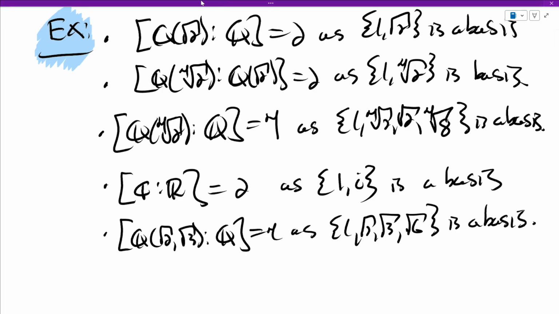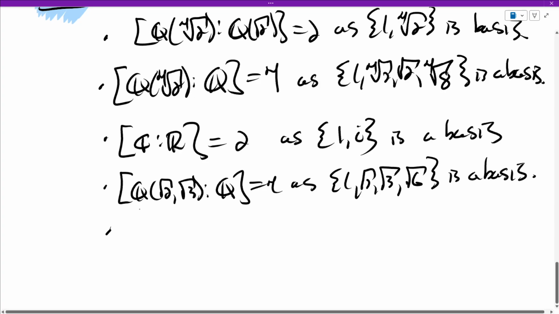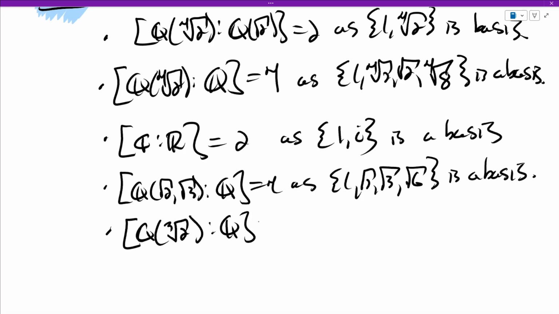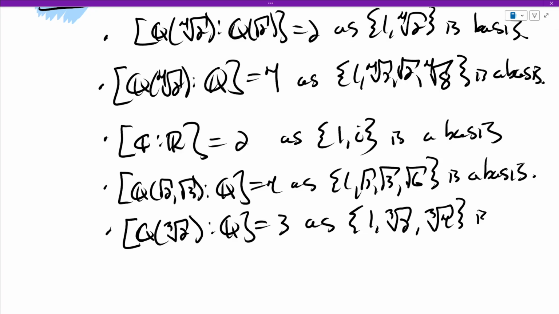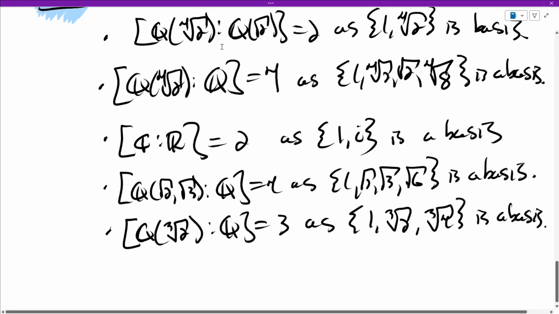And so on and so on. All these are powers of 2. Let me do a non-power of 2 real quick. Another very important field that we're going to see again and again is adjoining the cube root of 2 to Q. And that has degree 3, as you would expect from your homework: 1, alpha, which is the cube root of 2, and then alpha squared, which is the cube root of 4, is a basis. These are all examples of degree, and the way in which you compute the degree is you look at the size of a basis, because that tells you the dimension.